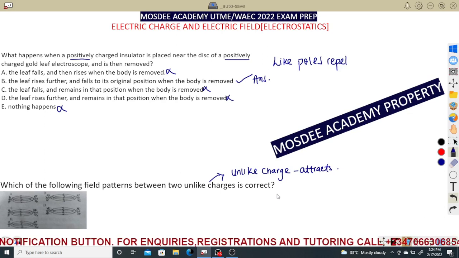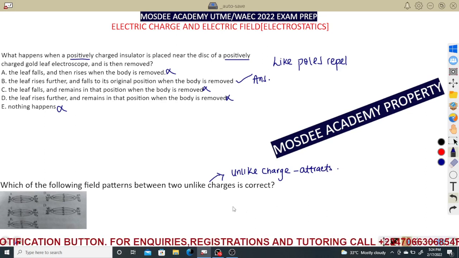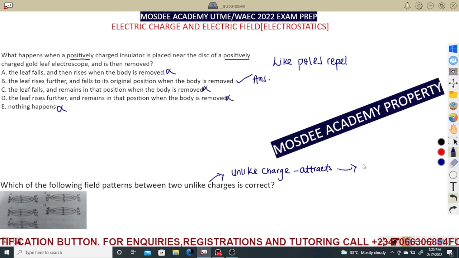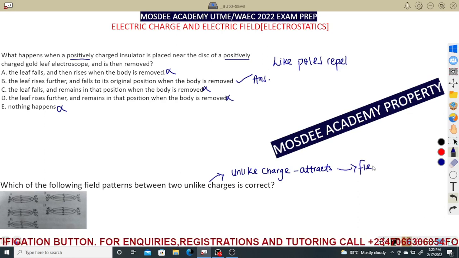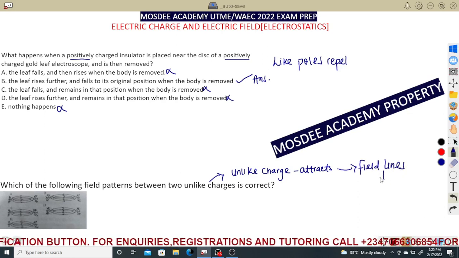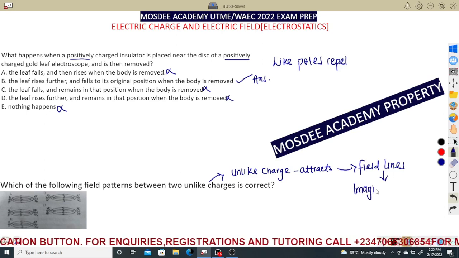Because they attract, always know charges flow from positive to negative. So if there is positive now, it will flow from something like what we call field lines. That is the lines we use to represent electric field. Field lines. They are lines used to represent electric field. They are imaginary. Important. These are their characteristics.